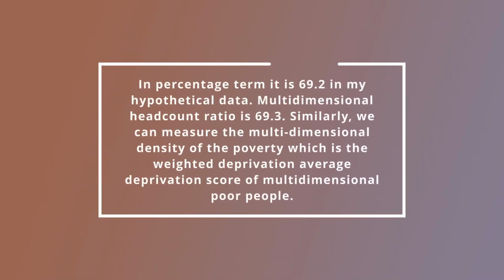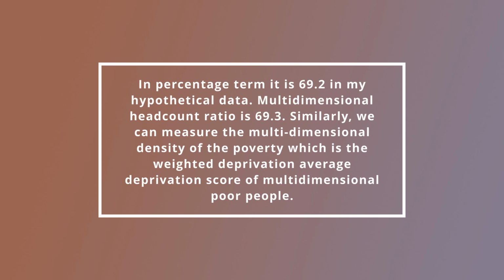Therefore, 9 by 13, where 9 is the multidimensionally poor people and 13 is the total people. 9 by 13 is the multidimensional head count ratio. In percentage term, it is 69.2. In my hypothetical data, the multidimensional head count ratio is 69.2.